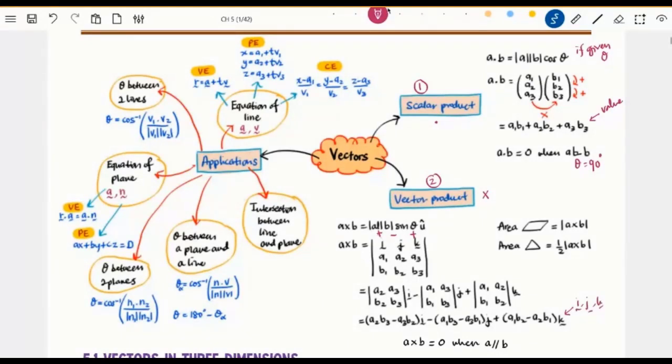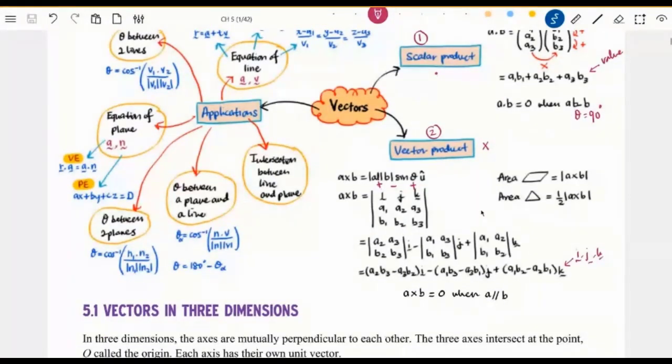So that's the difference between scalar product and vector product. Scalar product is a magnitude, vector product is a magnitude and direction. So when we talk about direction, it means we're gonna have I, J and K. It's direction vectors, okay? And then we have the properties which is A cross B equal to 0 when you have A is parallel to B. So kena ingat dua properties yang ini.